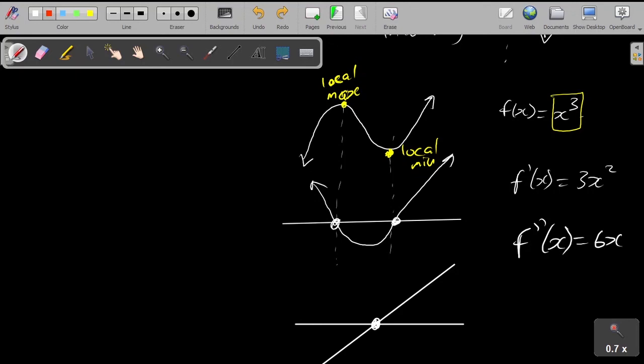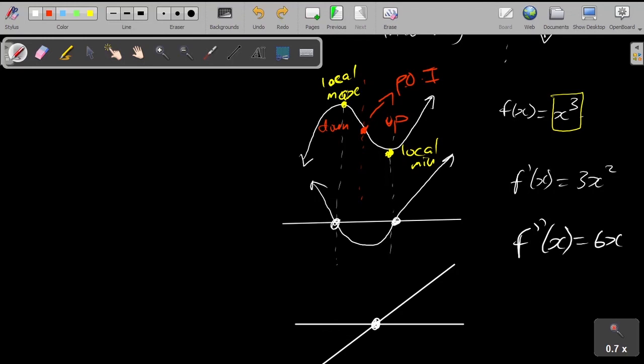And let's just say that at some point, maybe here, we have a point of inflection. So at some point there, we have a point of inflection. And the point of inflection is a change in concavity. Don't forget that. So let's say this side is concave down until that point, and then this side is concave up, right? So from the point of inflection to this side, it's concave up, and from the point of inflection to that side, it's basically concave down.